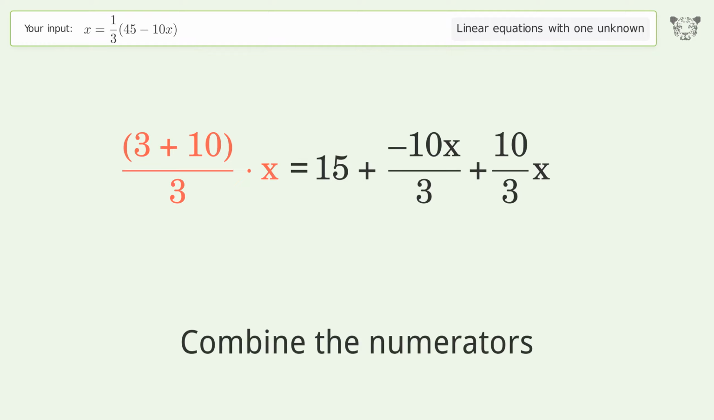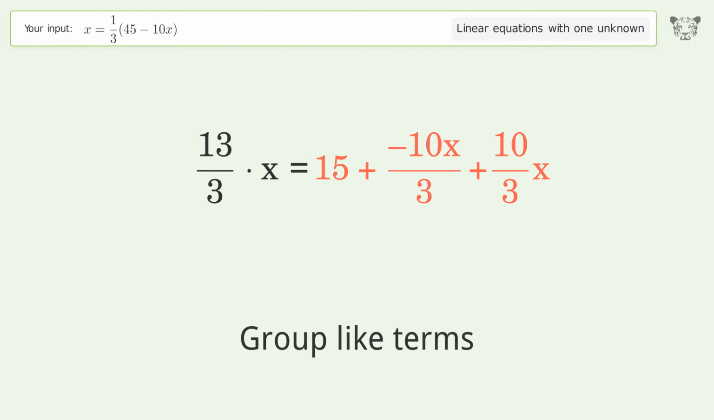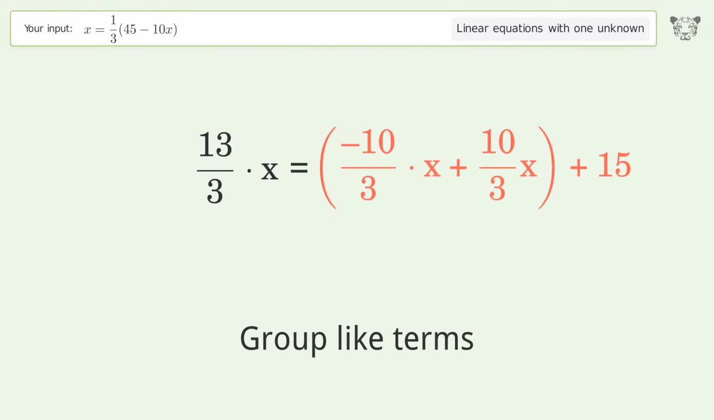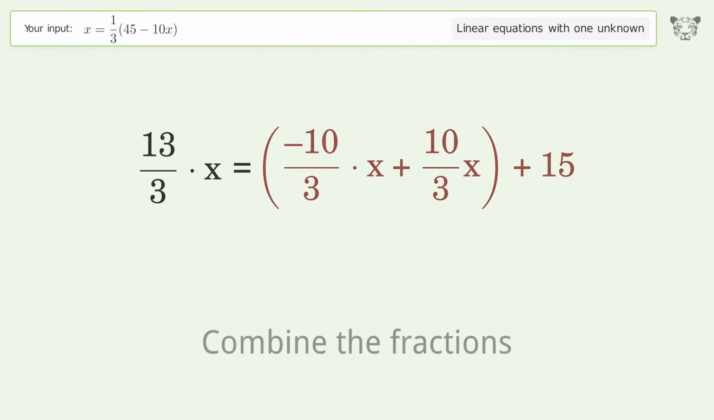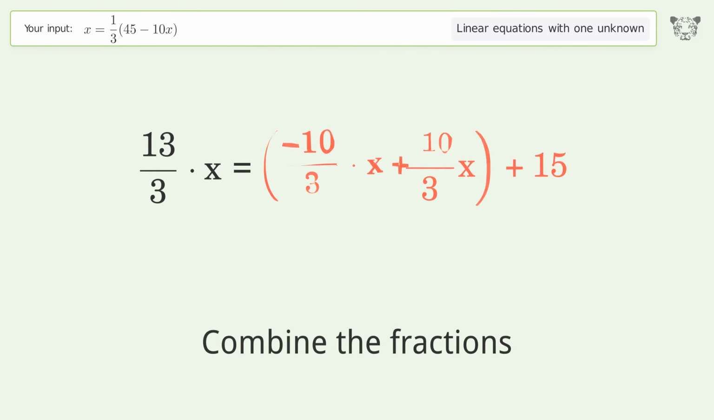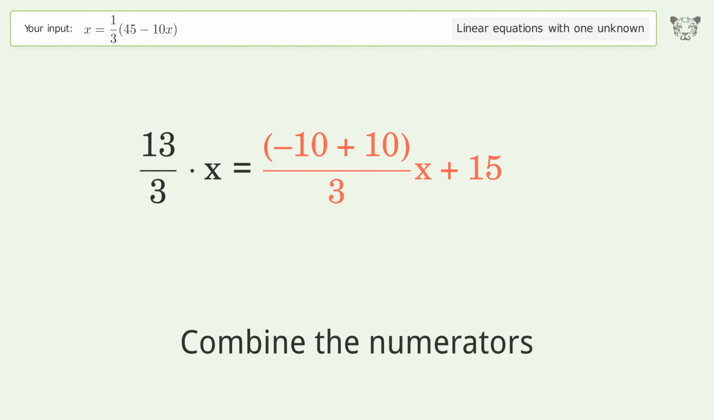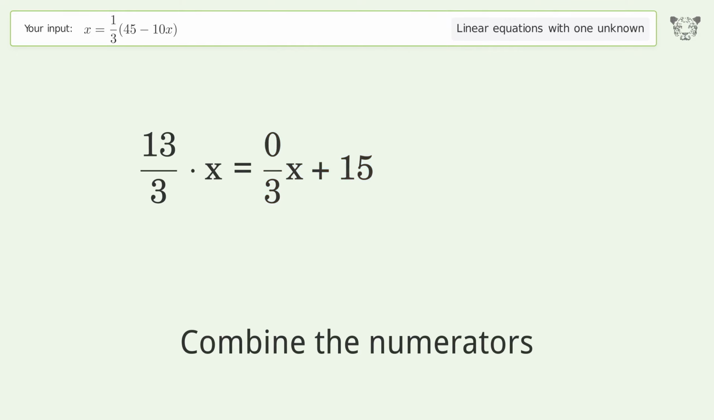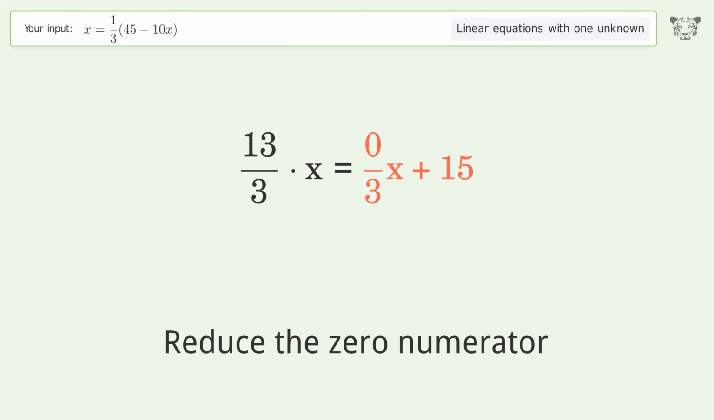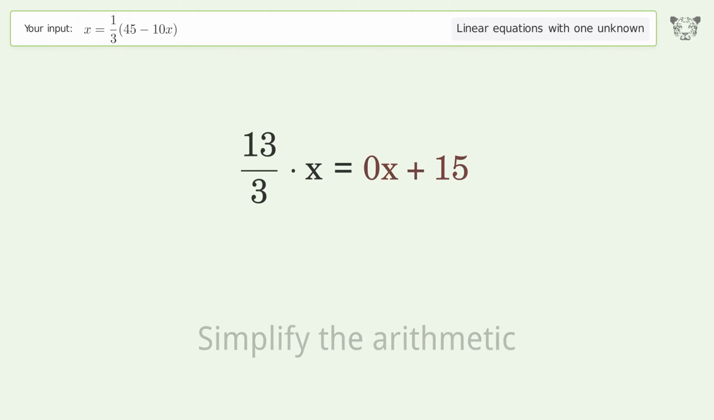Combine the numerators. Group like terms. Combine the fractions. Combine the numerators. Reduce the zero numerator. Simplify the arithmetic.